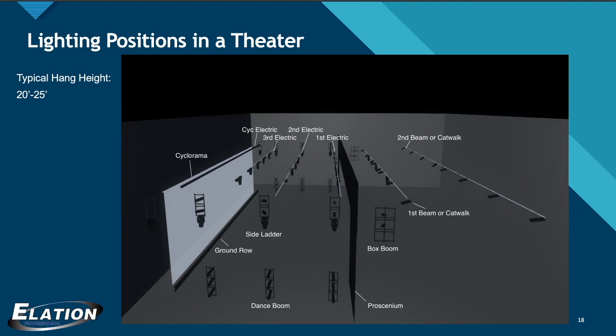We have other hanging positions. Those are not attached to electrics commonly, but they are hung from the supporting grid in the theater, and those are called side ladders. They are simply a position that would allow for hanging additional lights at a far side angle. And then as we move down, we have what are called dance booms or side booms.